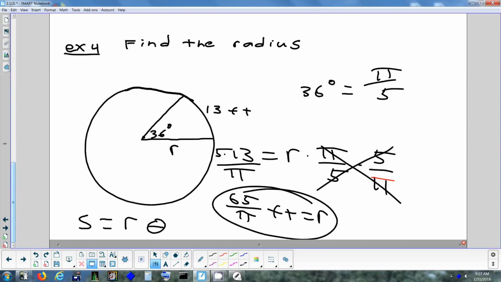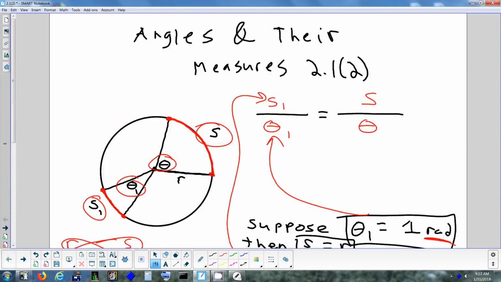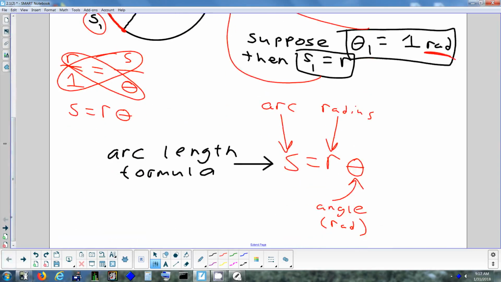Okay. So any questions on the first formula for arc length? What does S stand for? S is arc length. Yep. So S is your arc length.